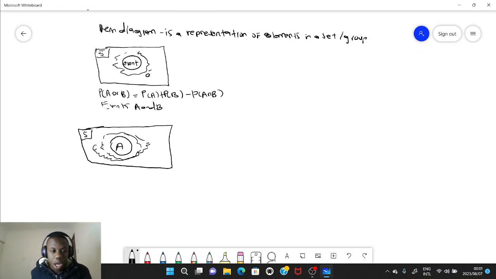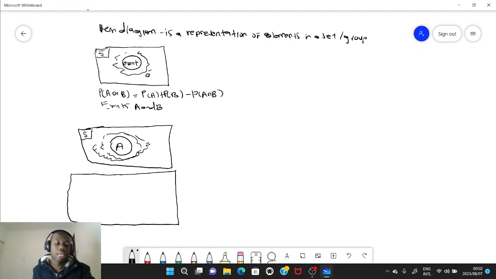Because our addition rule has two events, we'll start by illustrating with two events. The first way I can draw my Venn diagram having two events is to have two circles apart from each other. I am having two circles because I'm dealing with two events, A and B.